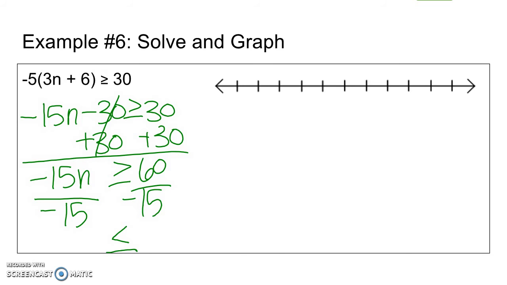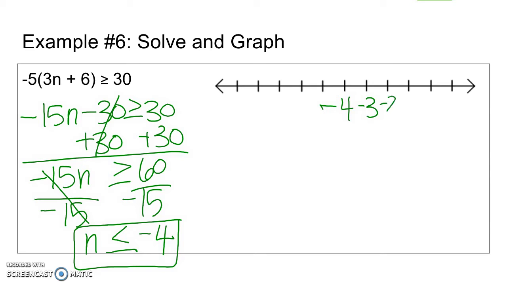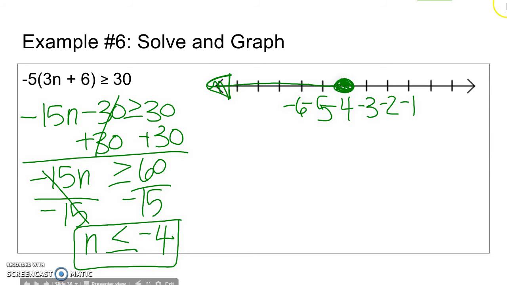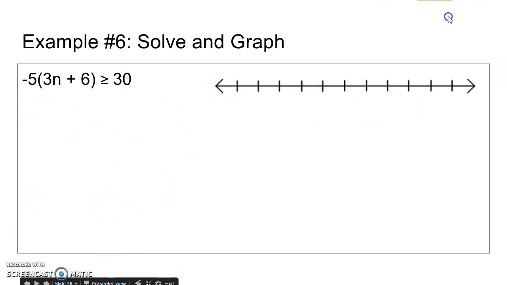Flip the inequality sign. We may remember on that test that we took on this, that was one thing that some of us got kind of mixed up on. We forgot to flip the inequality sign there. So negative 4, negative 3, remember our negative side of the number line goes in reverse. I'm going to put a closed circle on negative 4, and the arrow points to the left. And there you have it. So we know how to solve and graph when we have an inequality where we have to distribute.